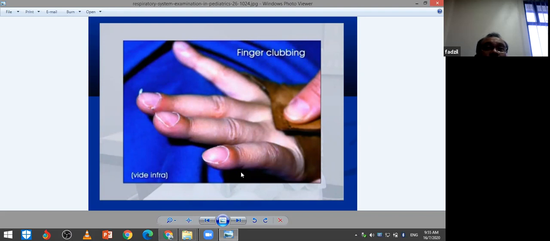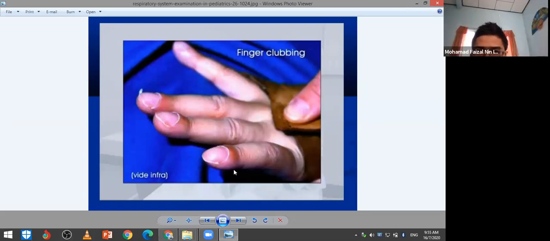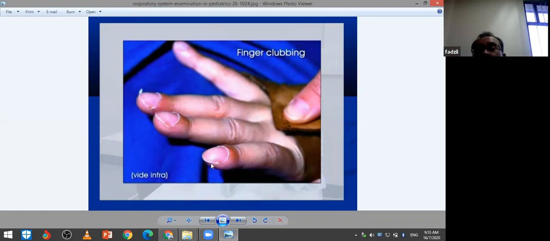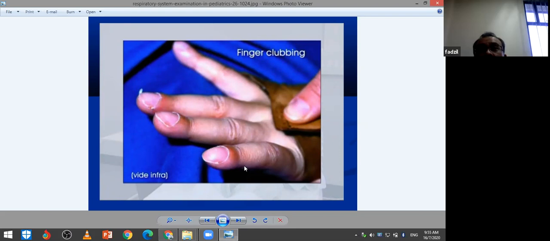Some lecturers like to do type 1, type 2, type 3. How many stages of clubbing? You all know? Stage 4. But I tell you one thing: for people like me, if you can identify clubbing, it is enough. It doesn't matter for me what stage. What's important to me is that a baby or child has clubbing. Because if you are unable to identify clubbing when it is obvious, you're going to fail. Clubbing is a very obvious sign. You cannot miss it. Very dangerous to miss it.